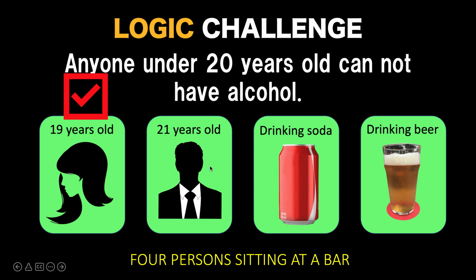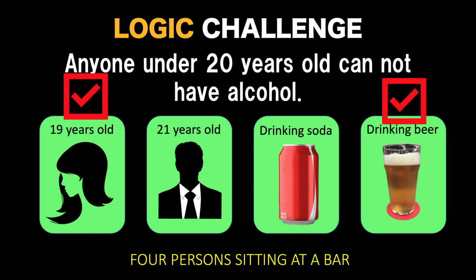This 21-year-old man does not concern us. Whether he is drinking an alcoholic or non-alcoholic beverage, it doesn't matter because he is not covered by this rule. We are also not interested in this person who's drinking soda because no matter whether he is young or old, he or she is not breaking this rule. But for the person who is drinking beer, we want to know whether he or she is under 20 years old. So we are going to investigate this person further.